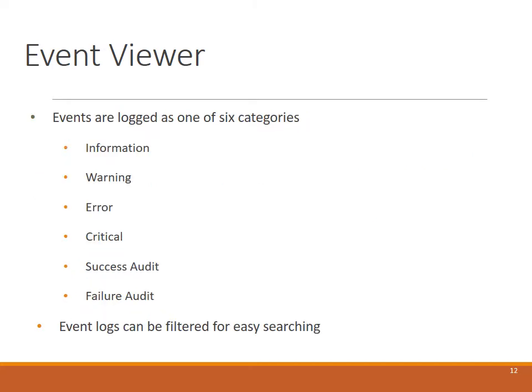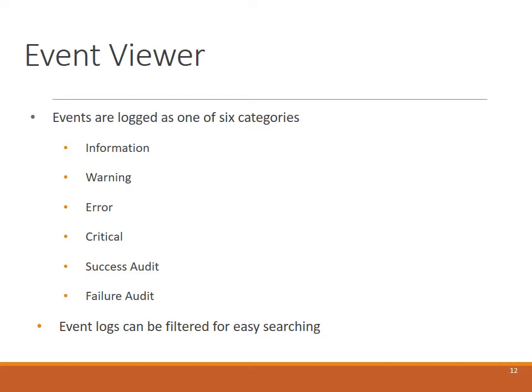So continuing along here, events are logged as one of 6 categories. So we've got informational events, which we kind of looked at in Reliability Monitor. They are just events that are showing you that there's not necessarily something wrong. It's just showing you that the application or the operating system did a thing. So for example, a thing could include running a Windows update, could include when a file was accessed. So it's just informational events, stuff that you can refer to later.